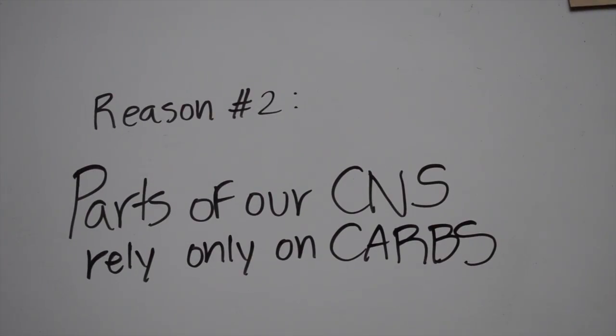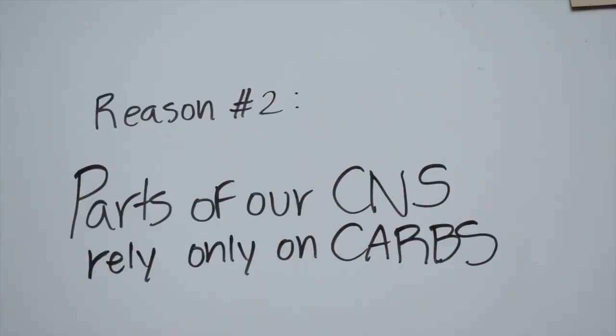Part two is simple. Parts of our CNS, our central nervous system, rely only on carbs. There are certain things that fats and proteins can't satisfy for our bodies. Simple as that. That's reason number two for why we need carbs.